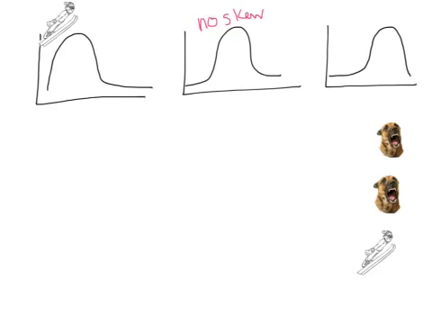Okay, ready? So here comes the ski jumper. Whee! That ski jumper is having a positive experience. Therefore we describe this shape as positive skew. He's having a good time, isn't he, that ski jumper?